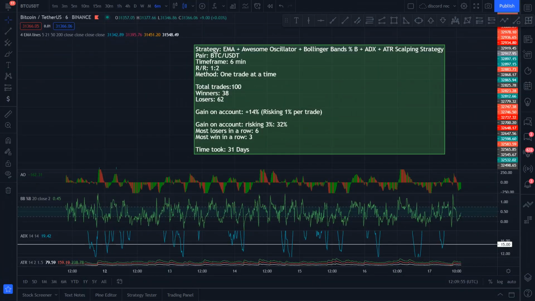And the results are in. After 100 trades on the Bitcoin USDT pair on the 6-minute time frame with a 1:2 risk to reward ratio, we gained 14% on the account. We had 38 winners and 62 losses. Time taken to complete the 100 trades is only 31 days. So that's a huge thing.